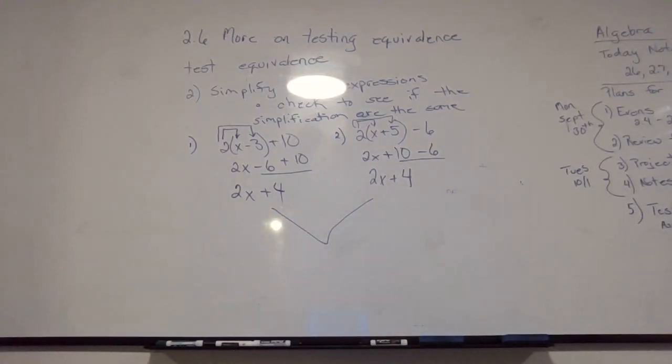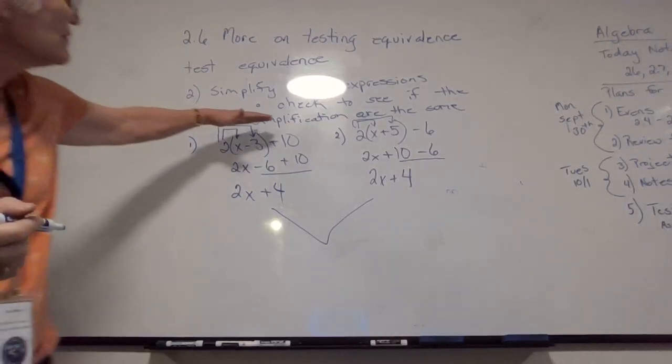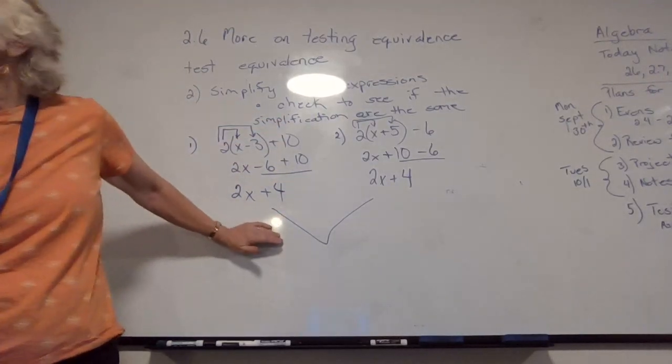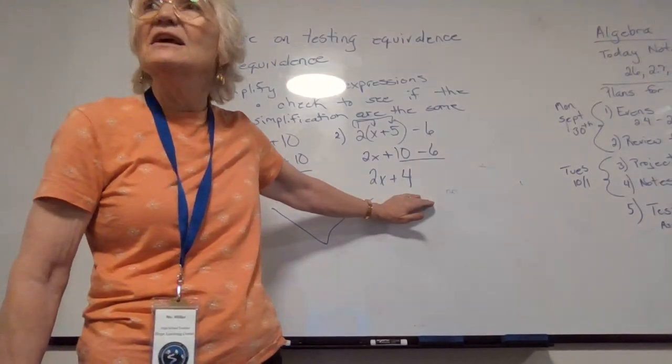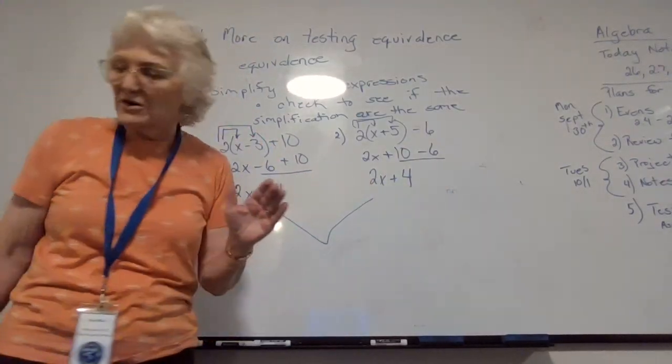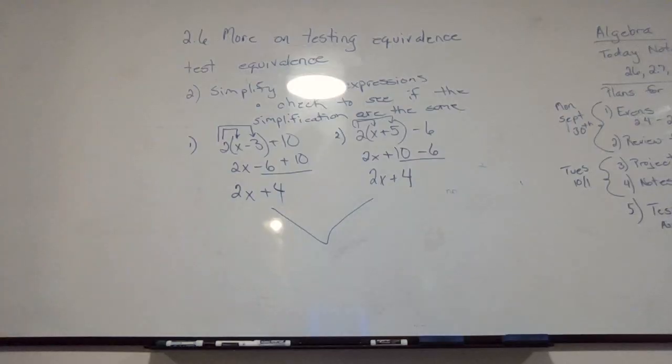So checking them here is you simplify expression 1 as far as you can, you simplify expression 2 as far as you can, and you check to see if they are the same. If they're not the same, then they're not equivalent. Okay? If they're not the same, then they're not equivalent. Now, if you want to check yourself, you can always plug numbers back in and be confident that you got it right in your simplification.